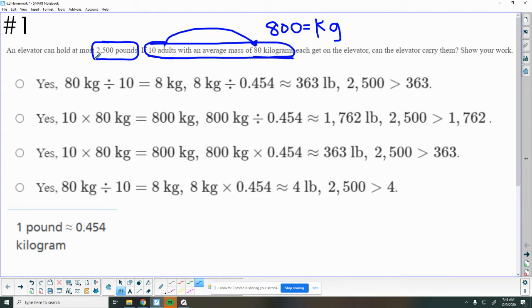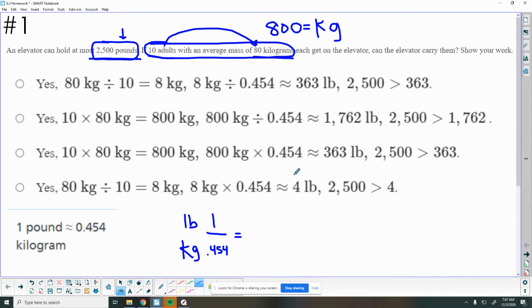But the elevator measurements are given in pounds. So we've got to see if this elevator is safe for all these adults to get on. So the things I know I'm comparing are pounds and kilograms. So we're going to set up our problem with pounds and kilograms. We're going to find that on the chart, and it tells us that 1 pound is 0.454 kilograms.